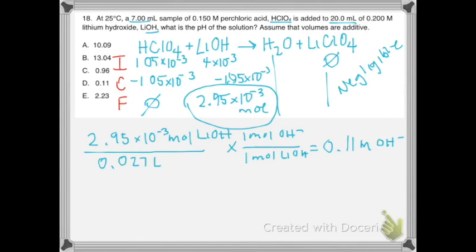So from there, we take the negative log, get that our pOH is 0.96. And our pH is going to be 14 minus that, which is going to be 13.04, which corresponds to B.